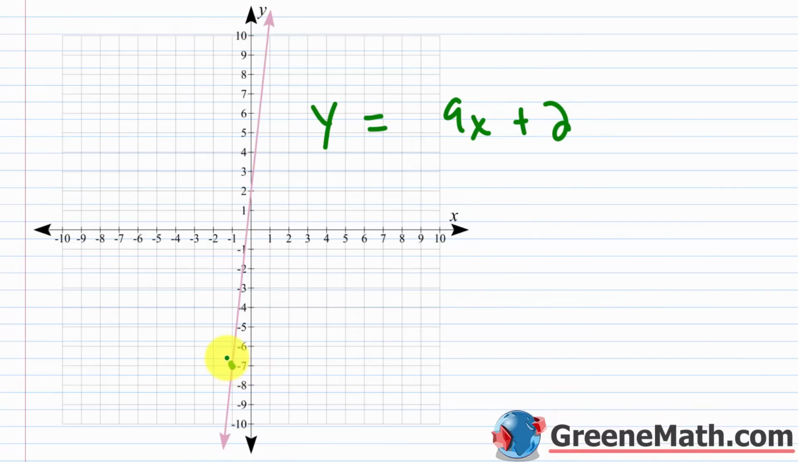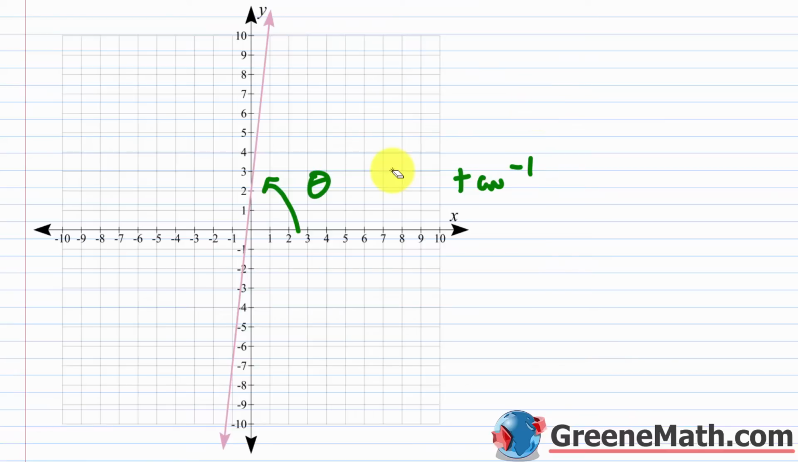All right, so thinking about this, we want this angle right here, the angle of inclination, theta. Maybe that could be a little bit nicer. Let me see if I can make that better. So basically, we would say that theta is equal to the inverse tangent of this slope m, which is 9.